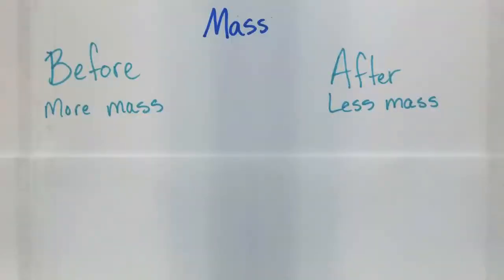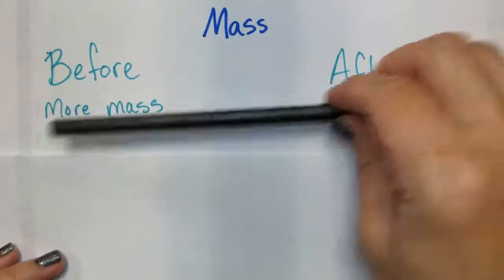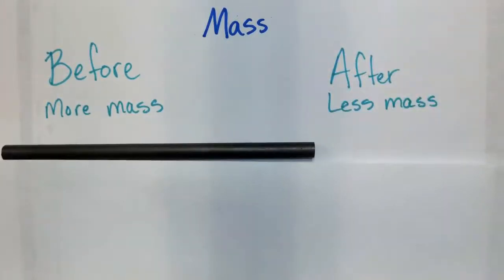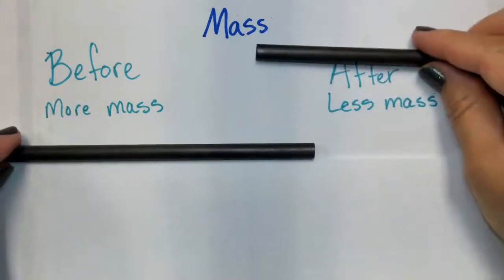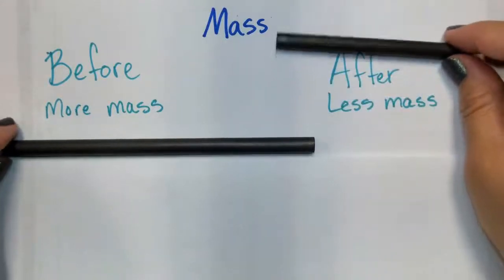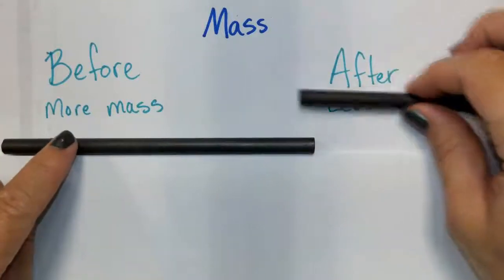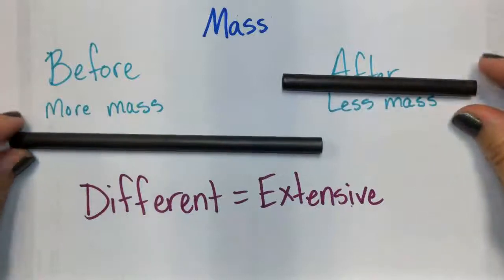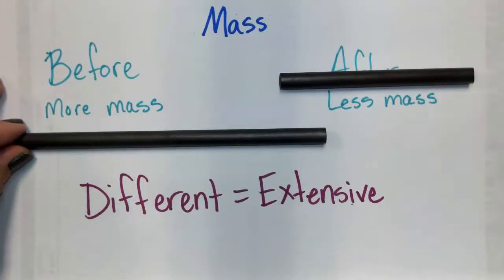Here are some examples. First, this is a piece of graphite. And you'll notice that before I change the amount of matter or cut it in half, it's got more mass. But if I were to then cut it in half, then it would have less mass after I changed the amount of matter. So because these became different, this is an extensive property. Mass will change if you change the amount of matter, so it's an extensive property.